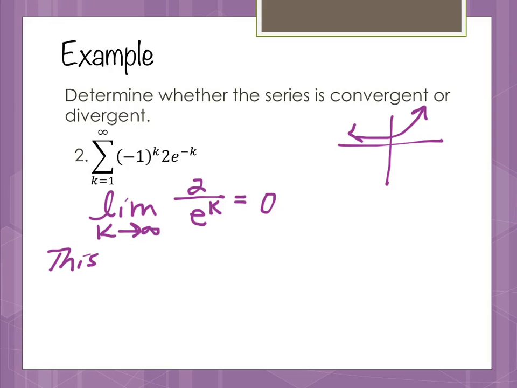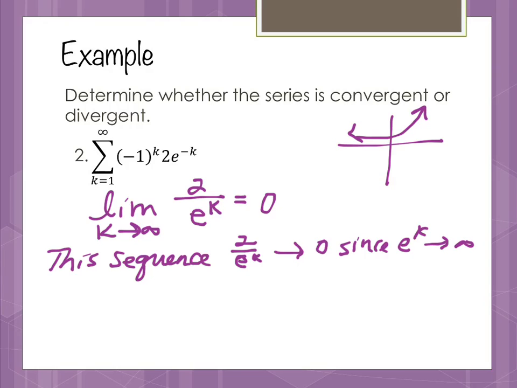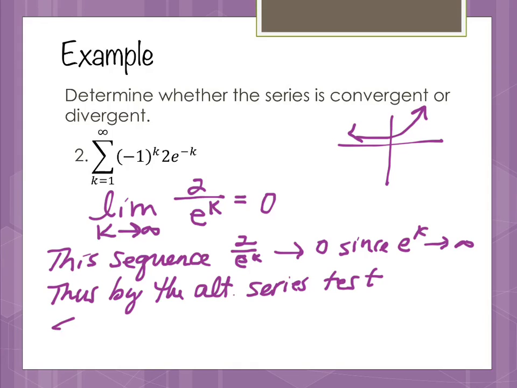So this one has a limit of 0, right? So this sequence, specifically I'm talking about 2 over e to the k, or you could write it as 2e to the negative k, approaches 0 since e to the k approaches infinity. That's basically what you guys said. Thus, by the alternating series test, the summation from k equals 1 to infinity of negative 1 to the k, this alternating series of 2e to the negative k, will converge.